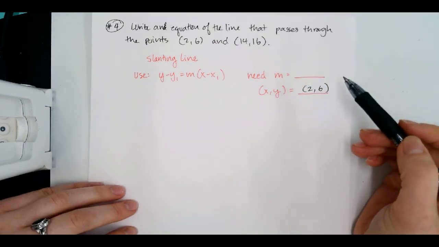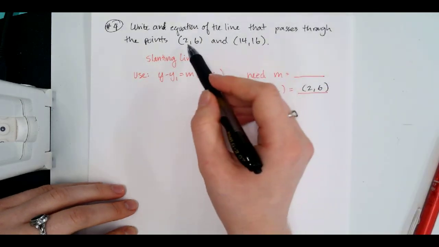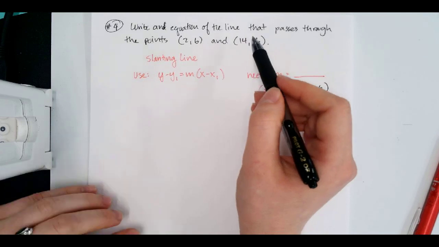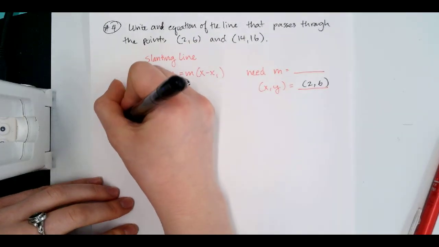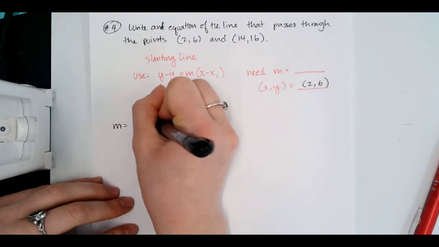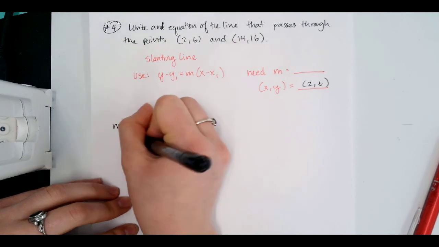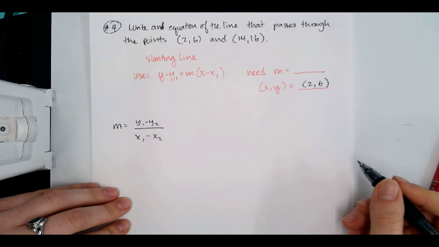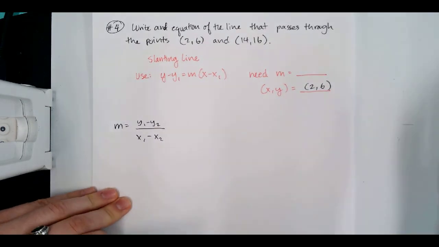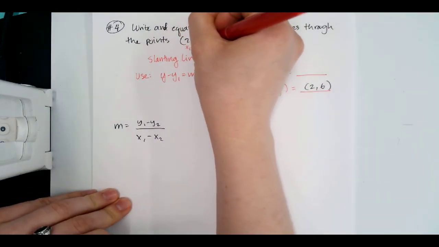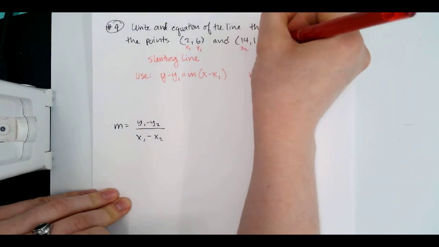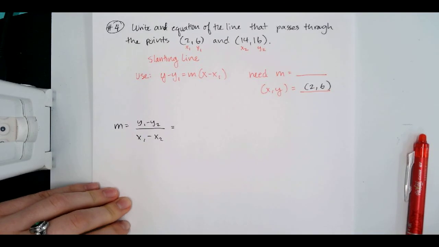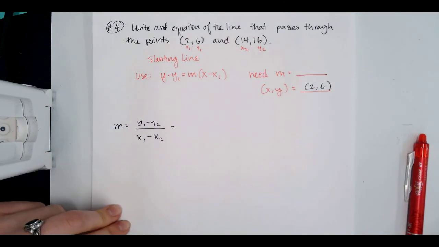How do we find slope? Well, we're given 2 coordinate points. So what method would we use to find slope? Well, we'd use this method. M equals y1 minus y2 all over x1 minus x2. Okay, let's go ahead and label our points. x1, y1, x2, y2. And let's plug those in. Go ahead, stop the video and see if you can plug these in and get the same answer.